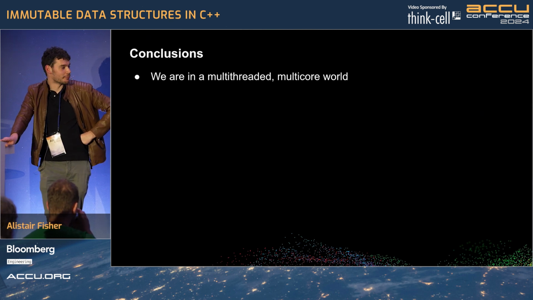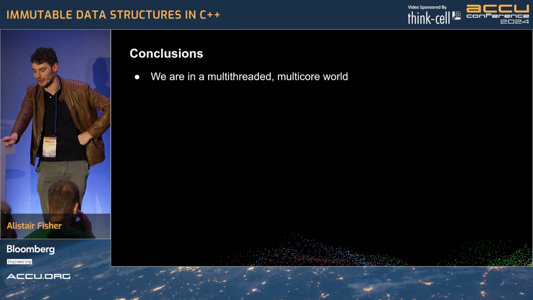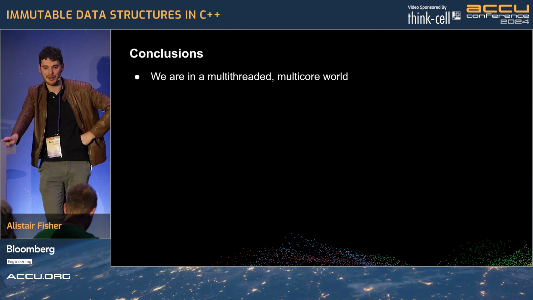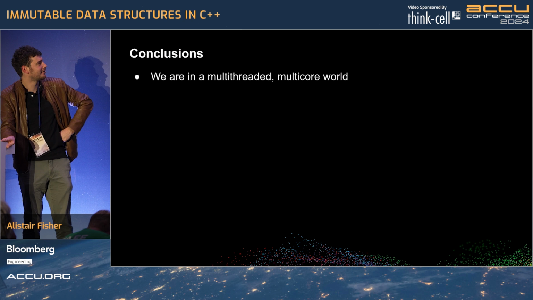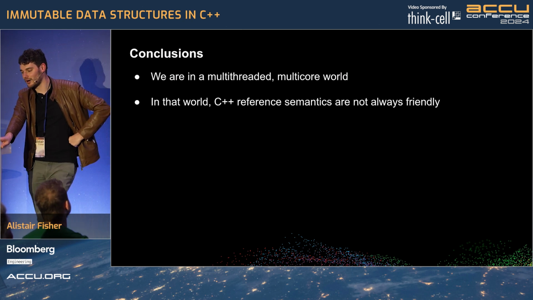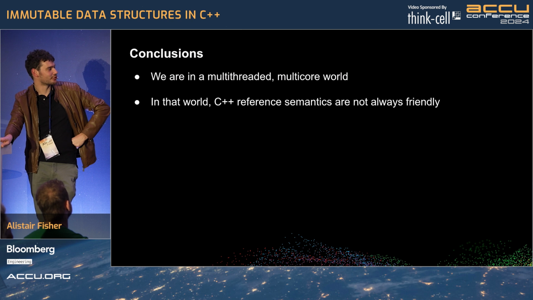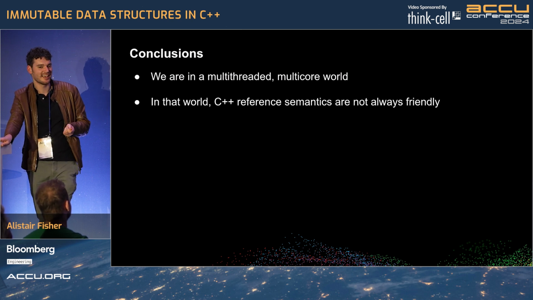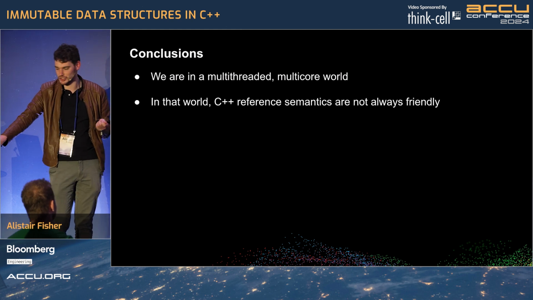We live in a multi-threaded and multi-core world. This is going to be the case probably for the rest of our careers unless something very seismic changes. We're maybe using a language from the 70s and 80s, but we live in a multi-threaded world. In that world, the reference semantics in C++ are not always super friendly. They have downsides, there's all these dodgy things, and they're extremely prone to race conditions.